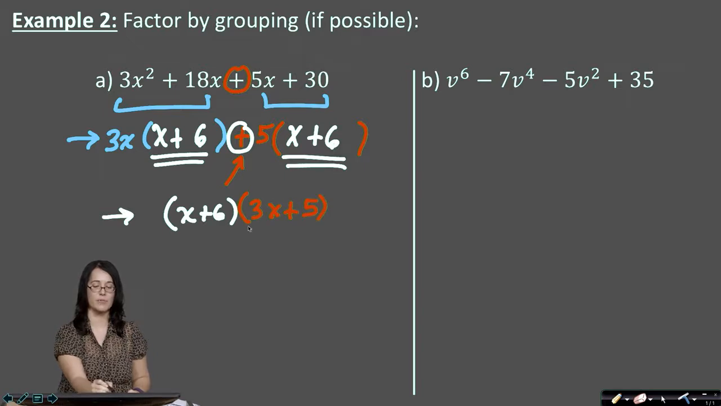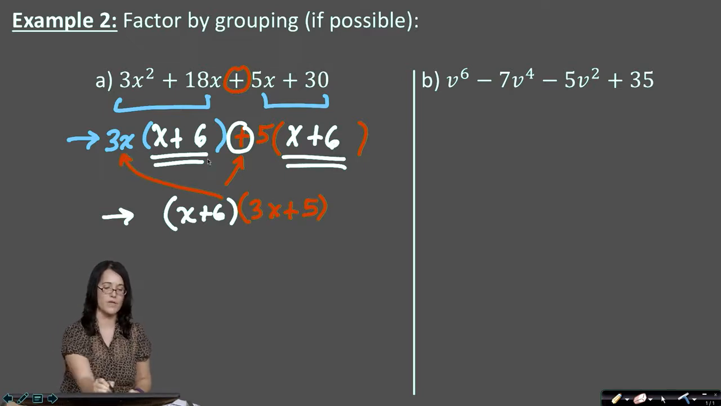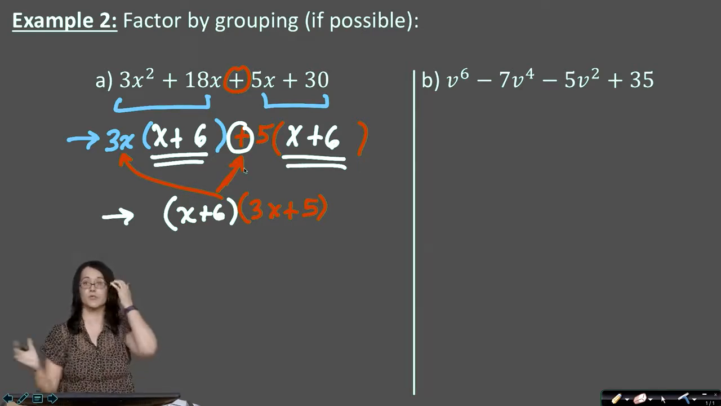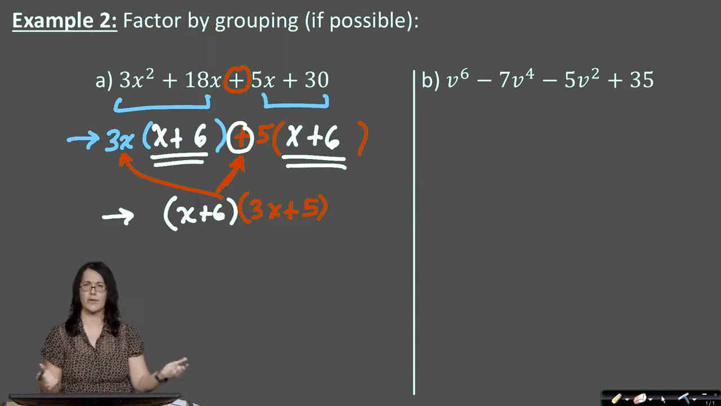Again, where am I getting those numbers from? Those were the coefficients of the binomial, right? 3x plus 5 are those coefficients. We're just adding those coefficients up. We're factoring out the x plus 6 GCF that they share.